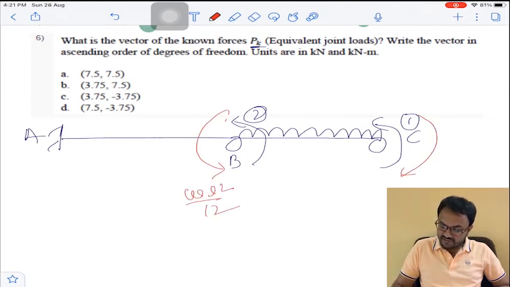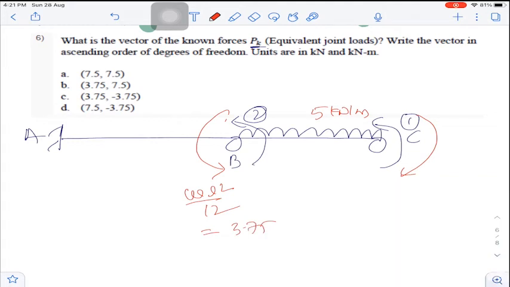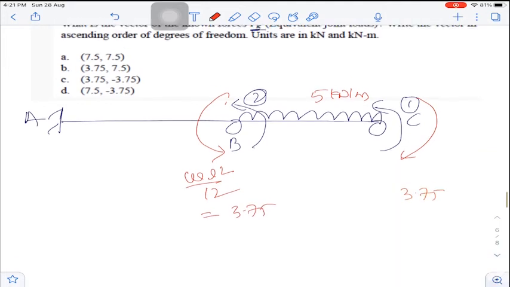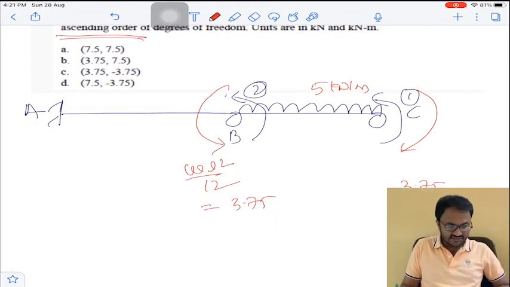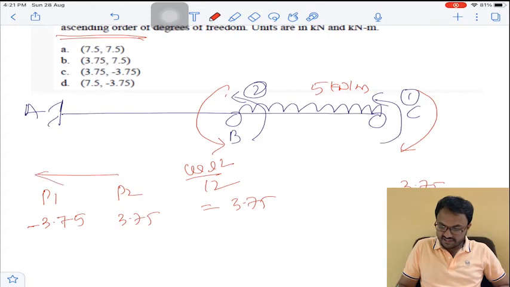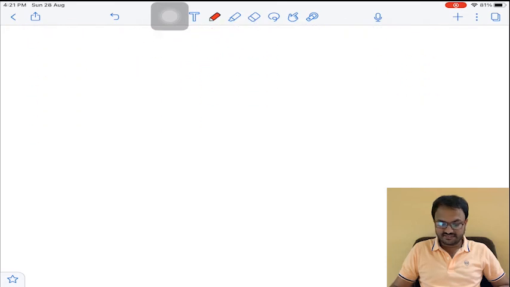WL square by 12, where W is equal to 5 kilonewton per meter. You will get 3.75. Here also 3.75. Now ascending order he asked. So you will get P1 is equal to minus 3.75 and P2 is equal to 3.75. Ascending order means first P2 and then P1. Option C for question number 6.